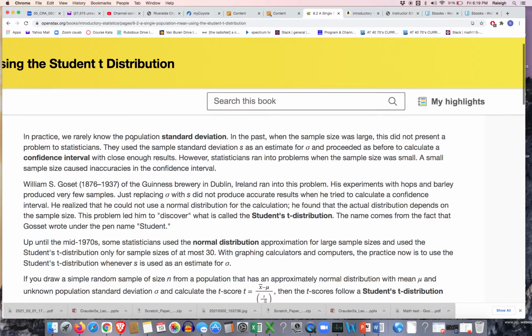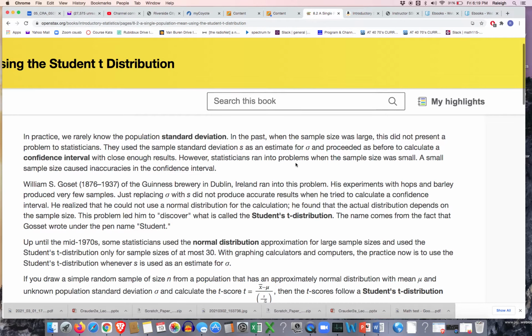In practice, we rarely know the population standard deviation sigma. In the past, and I'm old enough to remember some of this, when the sample size was large, this did not present a problem to statisticians. Even the other book was saying, once you get past a certain number, Z is basically the same as T, and that is still true. They used S, the sample standard deviation, which could either be calculated or given depending on the problem. It's pinch hitting for sigma, and when n is large enough, there was never a problem.